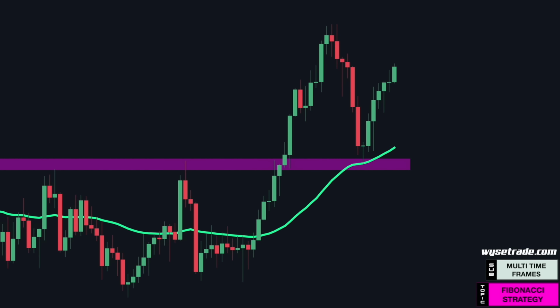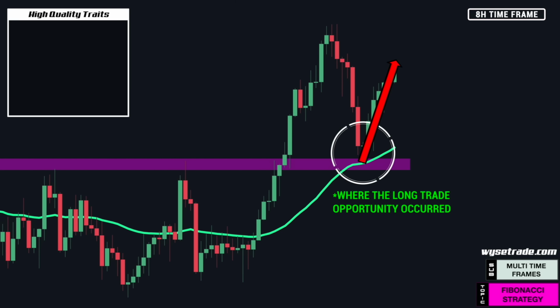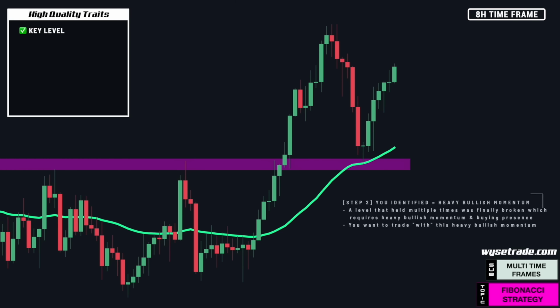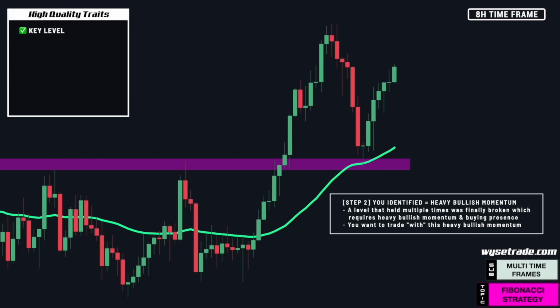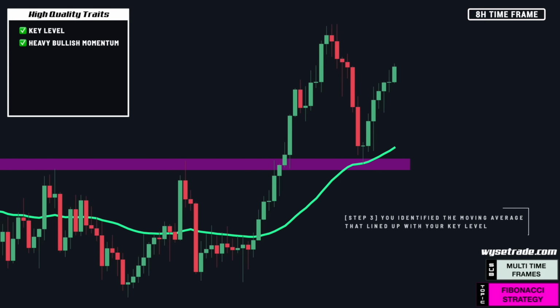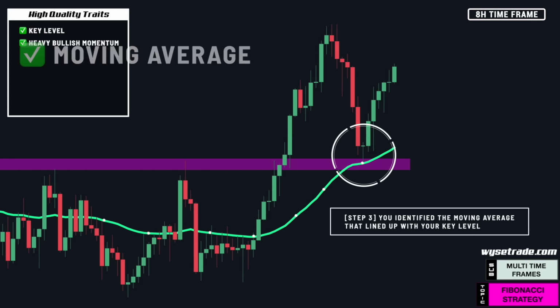So let's start from the top again, except now we'll be combining the usage of multi-timeframes. This is the 8-hour time frame, and this is where the trade opportunity long occurred. First, you identified the key level here. Next, you had heavy bullish momentum because price broke the key level that previously held multiple times. Then, the moving average crossed, which is where the trade opportunity long presented itself.